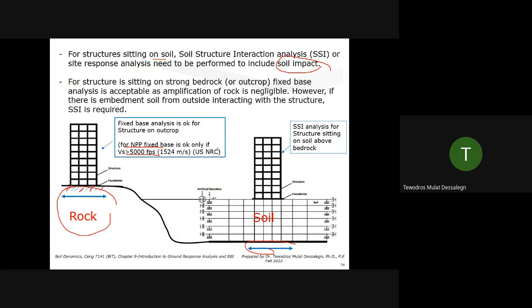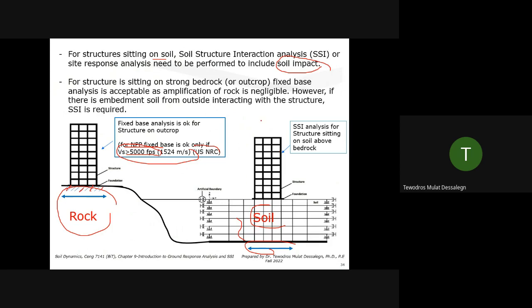That's US NRC, Nuclear Regulatory Commission. It allows us to use fixed base if the shear wave velocity within a rock is much, much larger, something like this. Anything less than this, we have to account for the rock. For soil, it's usually much less, and you have to do SSI. You have to include the model of the soil together with the structure.